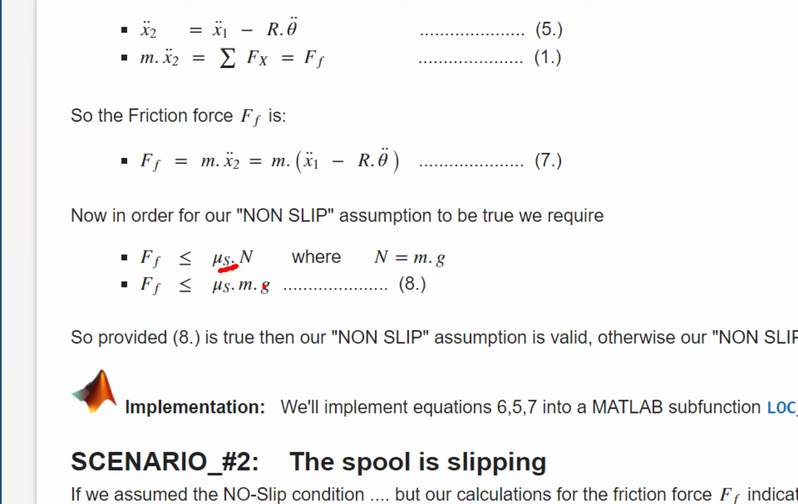And that active friction force can expand or contract, but it does have a limit. And that limit is the friction coefficient times the normal force. So if our assumption of no sliding results in a computed friction force that is greater than the maximum limit, then we know our assumption of no slip was wrong. So that's really good.